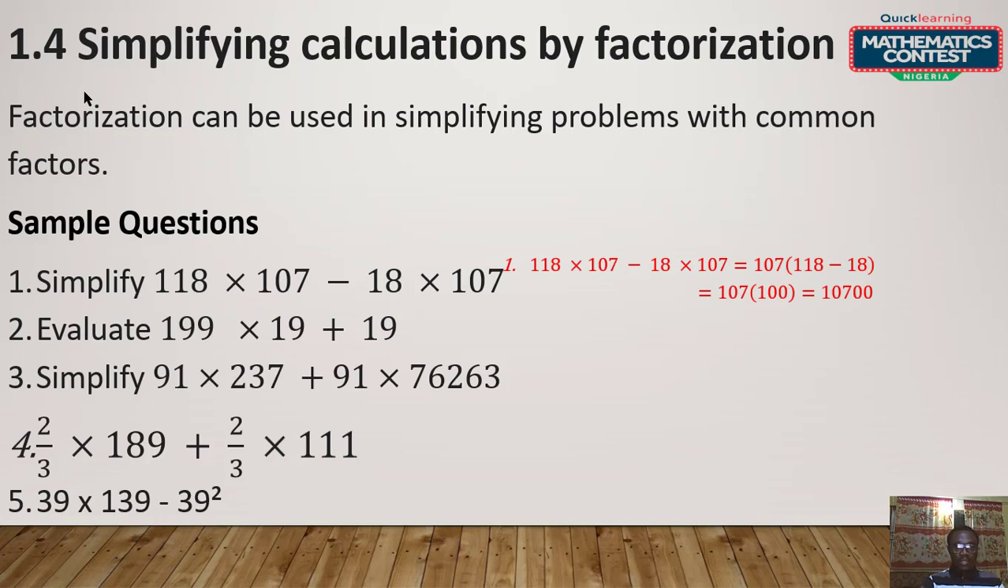The second one: 199 multiplied by 19, then plus 19. What is common between these is 19. If I bring 19 out, what I'll be left with in the first place is 199. The second term leaves 1, because 19 multiplied by 199 gives this back, and 19 multiplied by 1 gives 19 back. So 199 plus 1 will give us 200.